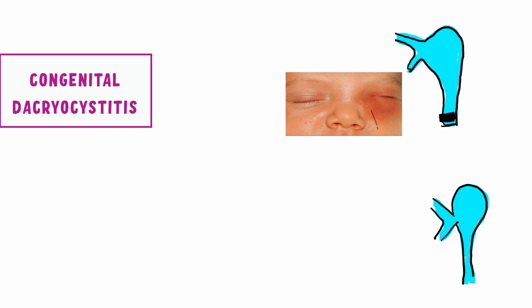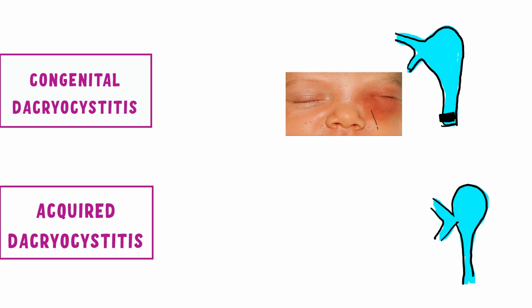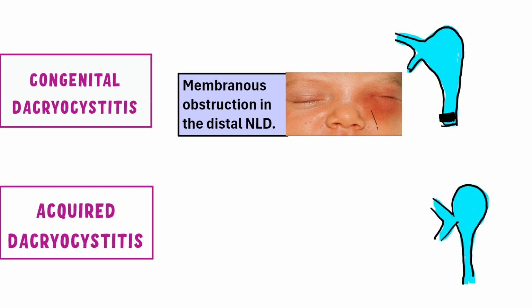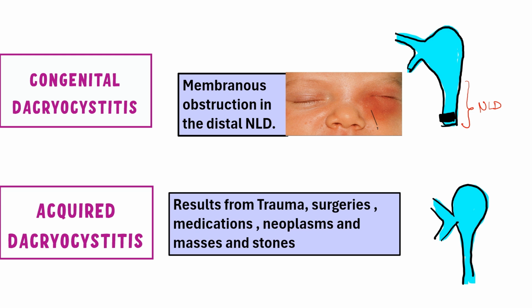We can also classify dacryocystitis as congenital dacryocystitis and acquired dacryocystitis. The congenital variety is seen in newborn infants, and it is basically because of the membranous obstruction in the distal part of the nasolacrimal duct, because of partial canalization or failure of canalization of the nasolacrimal duct during the embryological period.